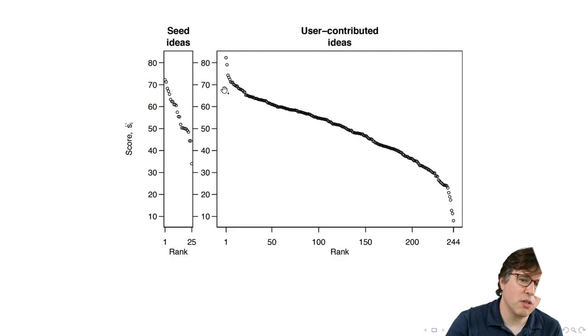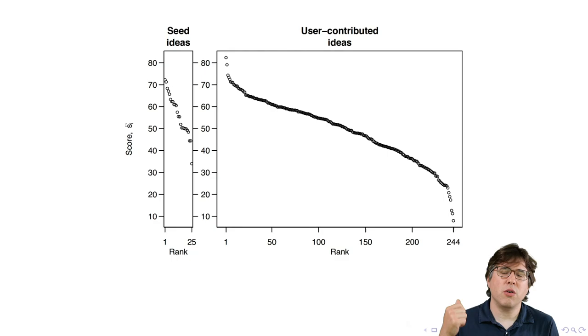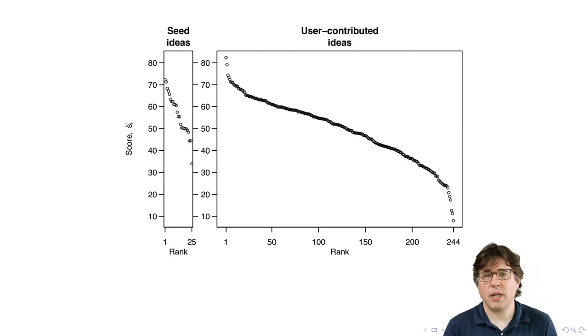So here, higher scores are better. There's two really important patterns here. The first is that there are more user contributed ideas, about 10 times more in this case. The second is that the user contributed ideas have much more variance.